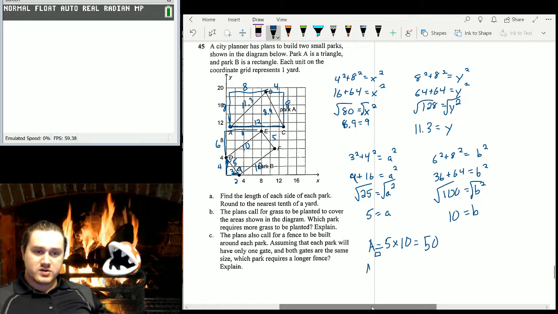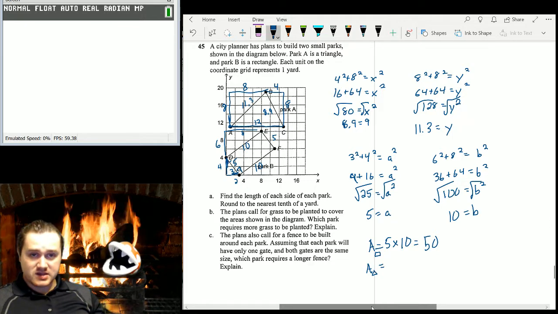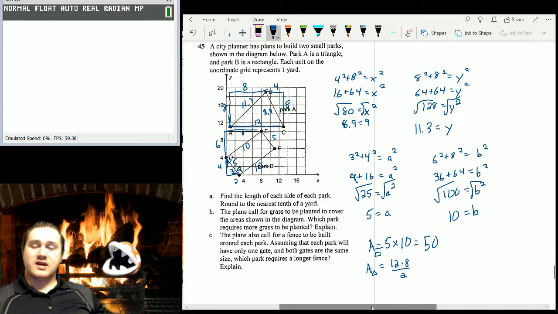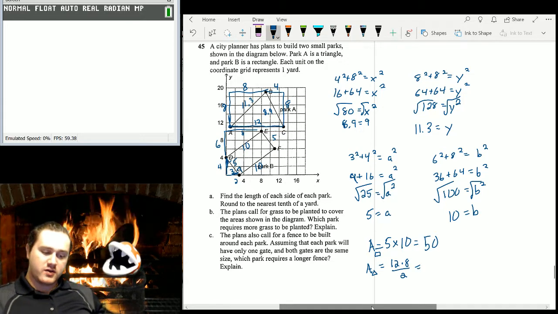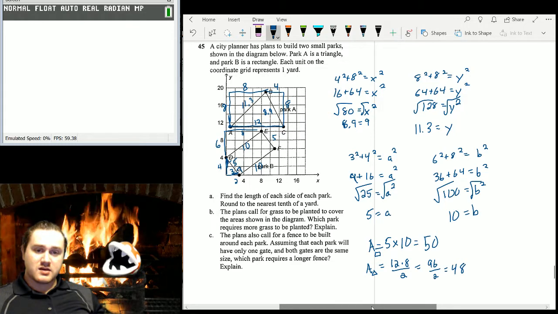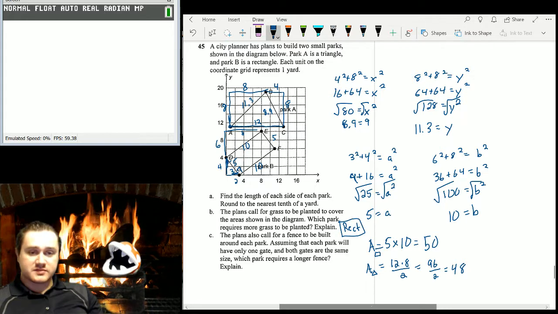Now for the triangle, we would end up using the base and the height. So the base we know is 12. The height we know is 8. Base times height divided by 2. 8 times 12 ends up giving us 96. 96 divided by 2 is 48. So out of these, the rectangle would be the one that is bigger. So therefore it would need more grass.